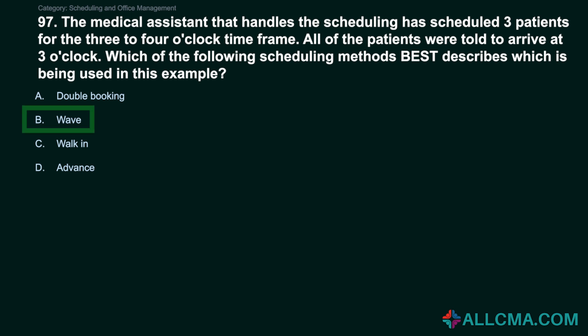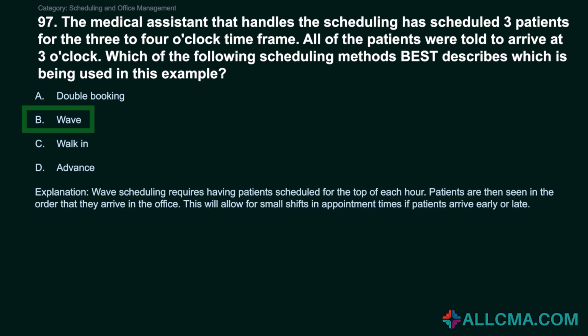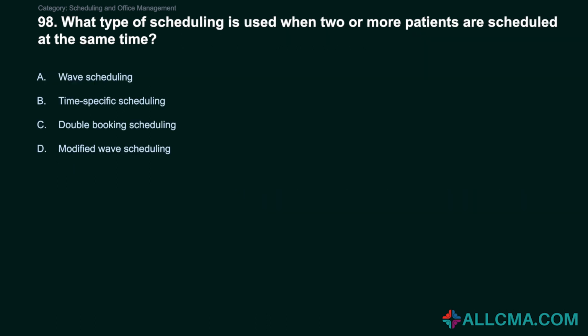Correct answer: B. Wave. Wave scheduling requires having patients scheduled for the top of each hour. Patients are then seen in the order that they arrive in the office. This will allow for small shifts in appointment times if patients arrive early or late.